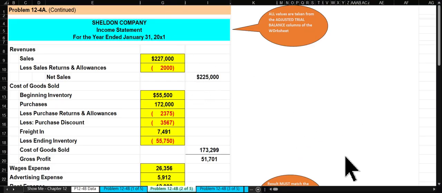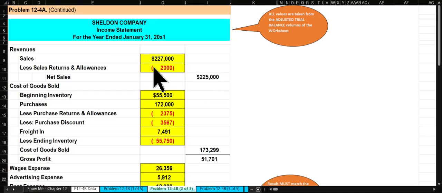Since we are satisfied with what we did in the worksheet, that special tool that we use as accountants, everything looks fine, we can now prepare the actual financial statements. And so we prepare the first of the four major financial statements, which is the income statement, which tells us the financial performance or how the firm performed over a specified interval. In this case, it's for the year ended January 31st, 20x1.